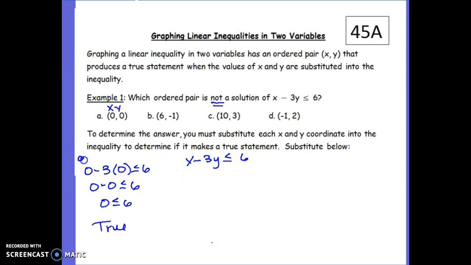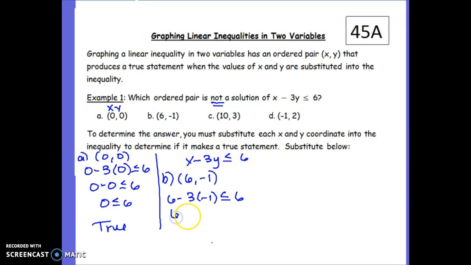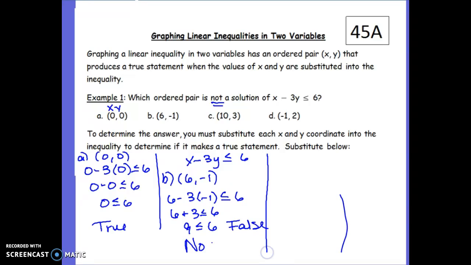If we look at B, we have the ordered pair 6, negative 1. If we plug it in, we get 6 minus 3 times negative 1 is less than or equal to 6. 6 plus 3 is less than or equal to 6, so 9 is less than or equal to 6. That's a false statement, so this is not a solution. So far it looks like our answer is B.